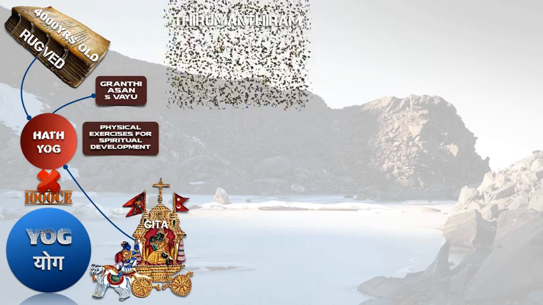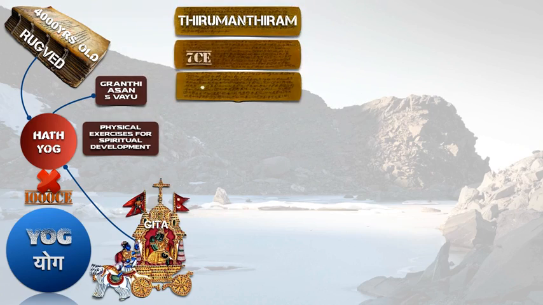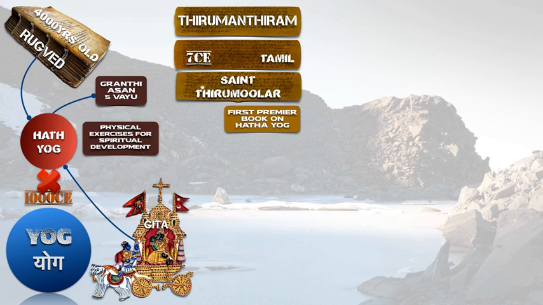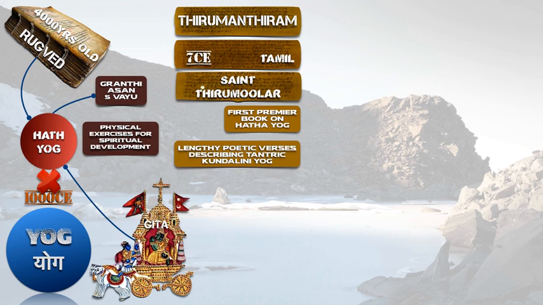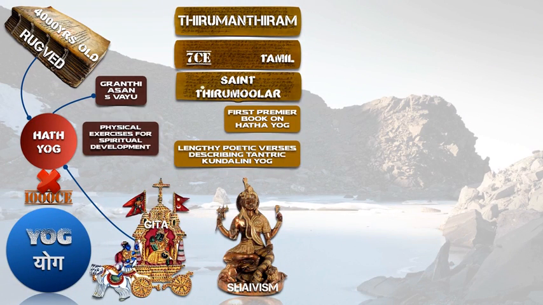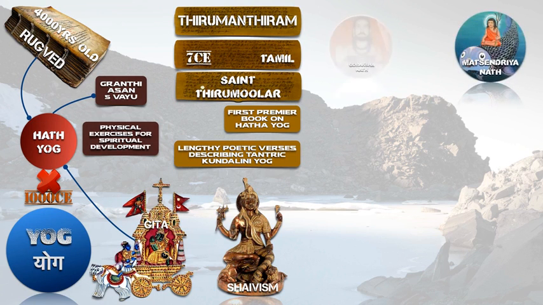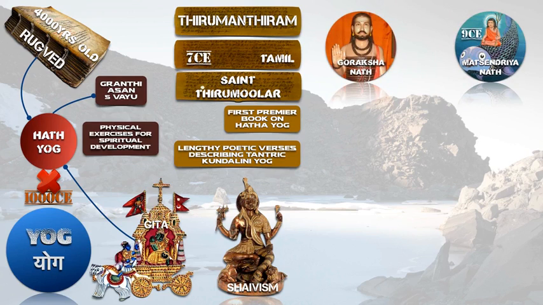Thirumantiram, codified around the 7th century, can be considered as the first premier book of Hatha Yoga. Written in Tamil by Saint Thirumular, it contains lengthy poetic verses describing Tantric Kundalini Yoga, expounding Shaivism philosophy of South India. The Hatha period gained maximum impetus from works of 2 legendary Nath sages, Matsyendrinath and Gorakshanath, who lived around 9th and 10th century respectively.